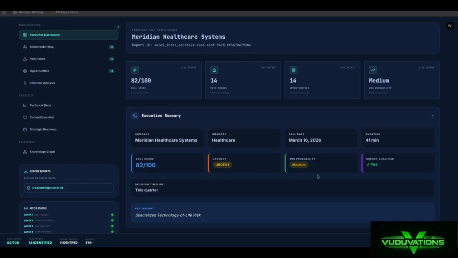There's also a budget-qualified green check mark, but it only activates if a specific dollar figure was explicitly confirmed on the call. Finally, we get to the ultimate payoff, the key insight. Consider this your definitive one sentence for your manager. It's a highly distilled, specific takeaway pulled directly from the conversation's true context, rather than just some generic summary. That's your executive dashboard.